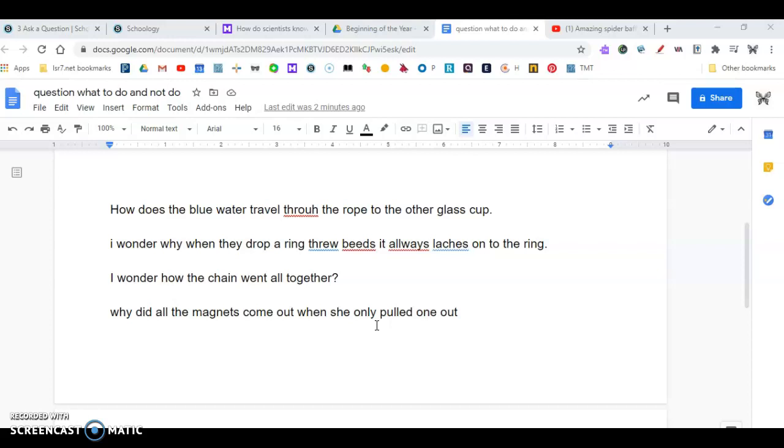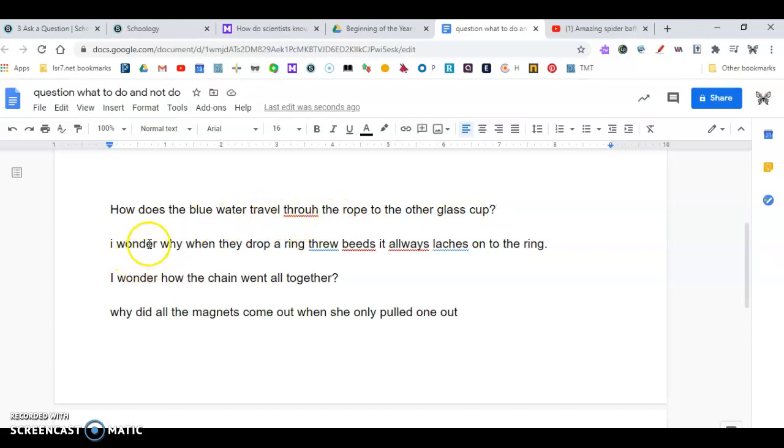So the first example we have, it does start with how. It's a question, and it is capitalized. How does the blue water travel through the rope to the other glass cup? Instead of a period here, there should be a question mark. I'll show you about spelling in Schoology in just one moment, so I'll come back to spelling in just a minute.